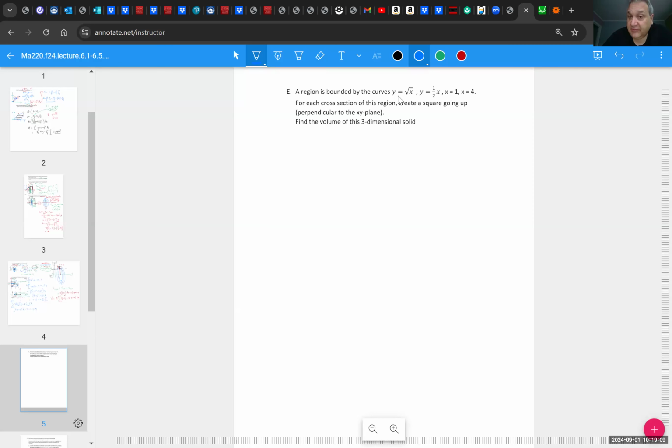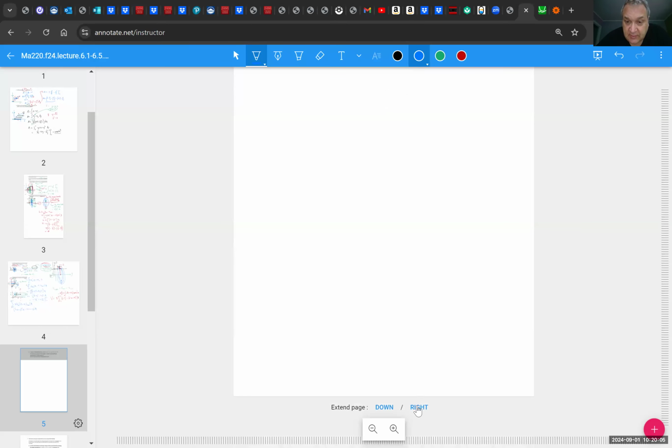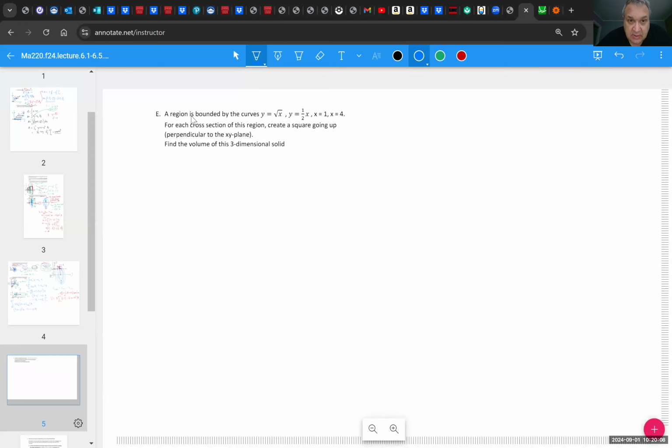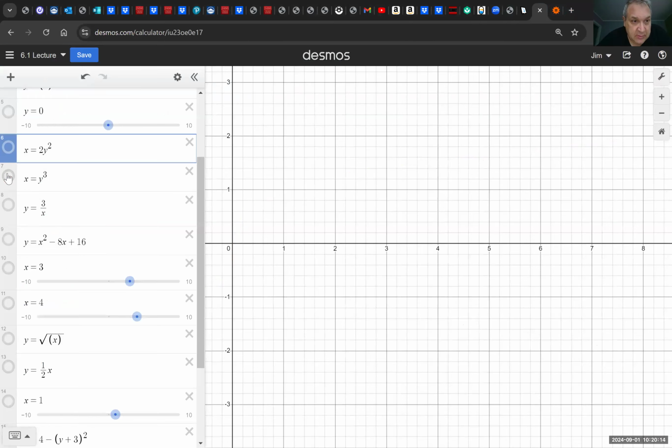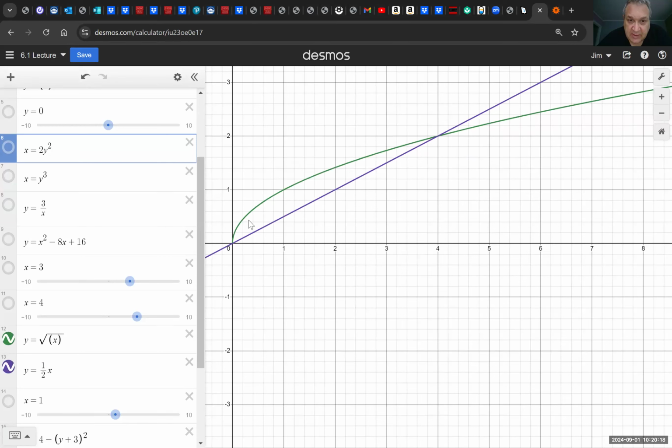I have a region. Actually, you may have seen these equations before. Square root of x, 1/2 x, x equals 1, x equals 4. I think that may be x equals 0 and x equals 4. Let me pause the video real quick and double check my notes. I'm going to say 1, so we're going to go with that. So let's just do it. So let's find out what that looks like. Square root of x and 1/2 x are ones I've done before. So square root of x and 1/2 x, that's this region right here.